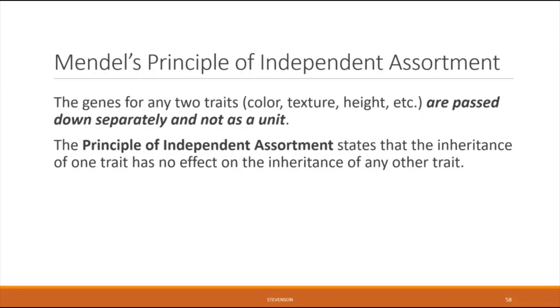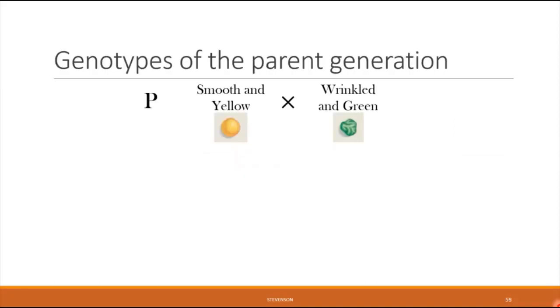Just like we did with Mendel's first experiment, we're going to look back at his second experiment here and determine what genotypes were present in the parent generation. We know that the parent generation was true breeding once again for the traits that we are interested in. But now we are considering two separate traits instead of just one. So let's talk about the genotypes that the parents had for texture first.